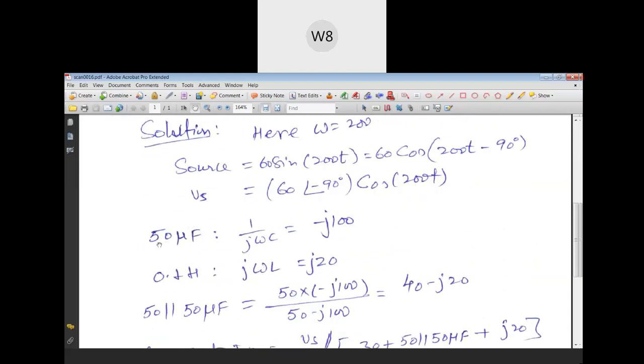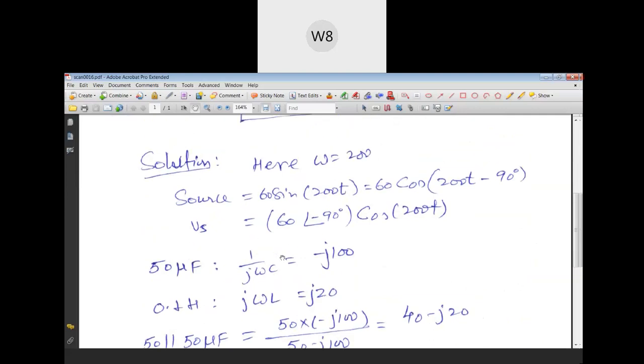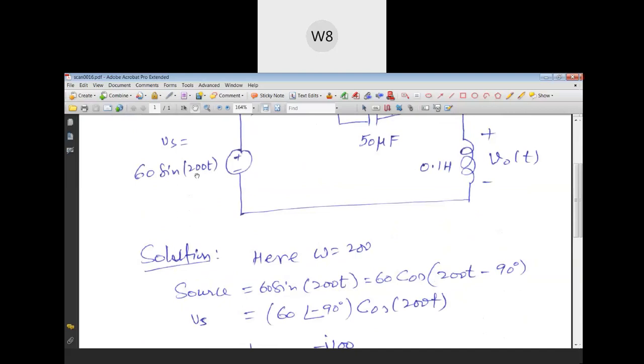So we know that a capacitor has a reactance given by 1 by j omega c, and here omega is going to be the angular frequency of the source, which is 200. So note that although we talk about all the sources in cosine form, when it comes to finding out the angular frequency, you can use the sine form also, because this does not get affected by the phase. However, it is better to convert the source also into cosine form, because that is the standard form where all the calculations are carried out.